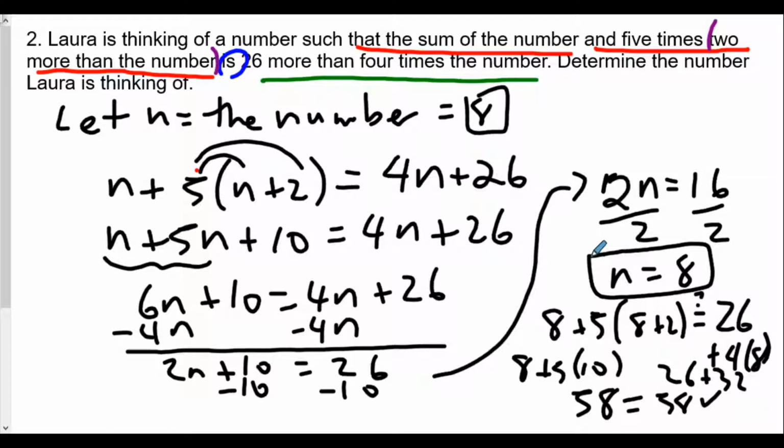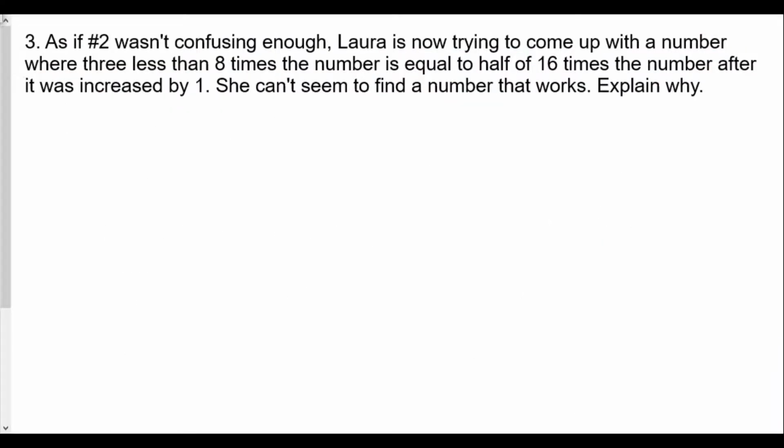Now, continuing with question number 3. As if number 2 wasn't confusing enough, Laura is now trying to come up with a number where 3 less than 8 times the number. Okay, we'll break that down. Again, is means equals.